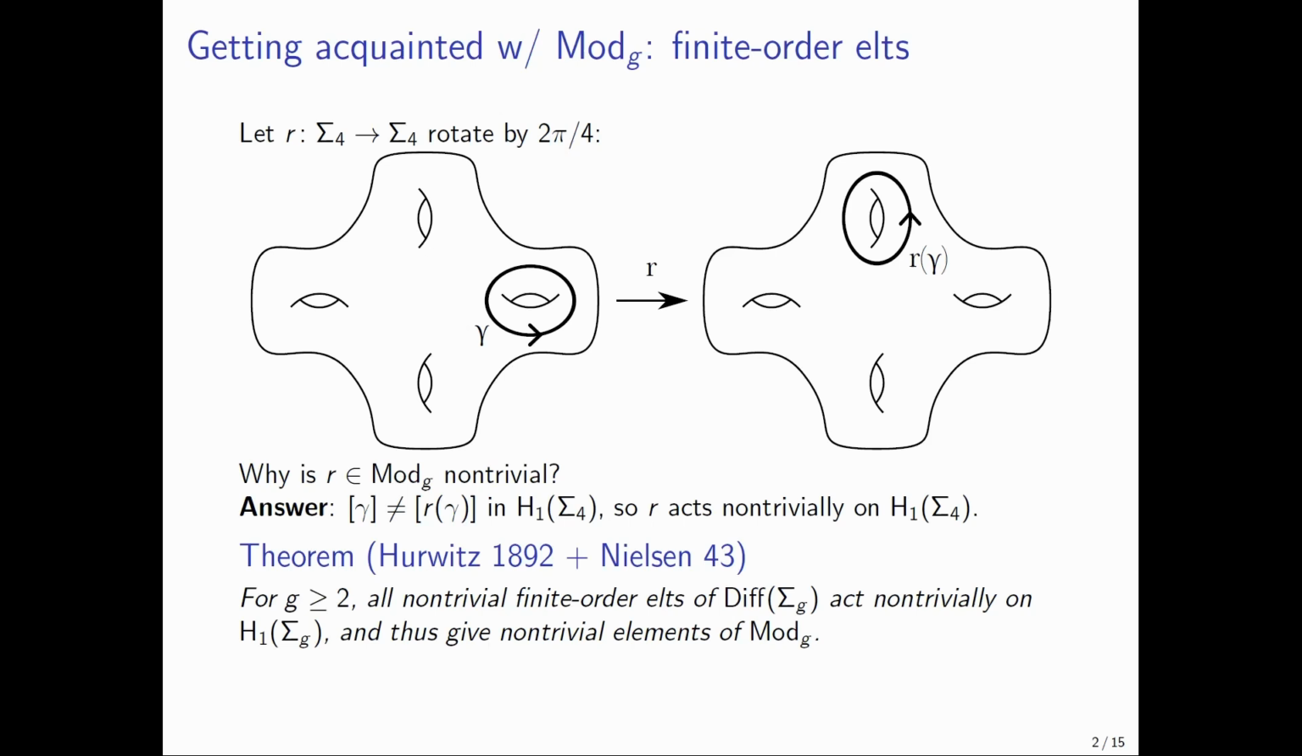Of course, this isn't true in genus 1, right? So if you have a torus, you can do a little rotation of the torus. That's homotopically identity, right? So this is really thinking about higher genus surfaces.